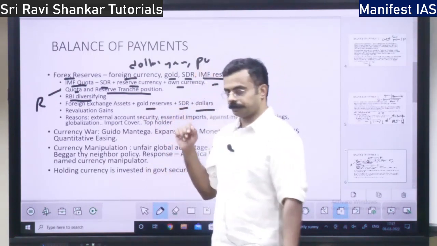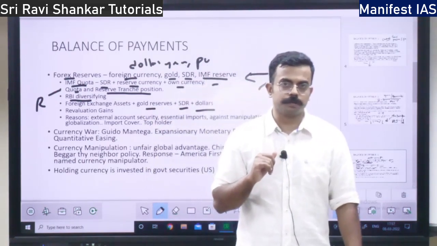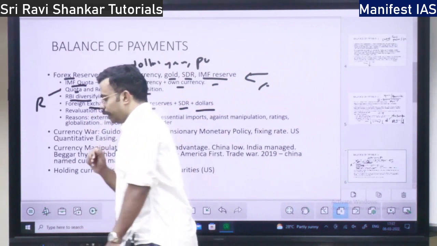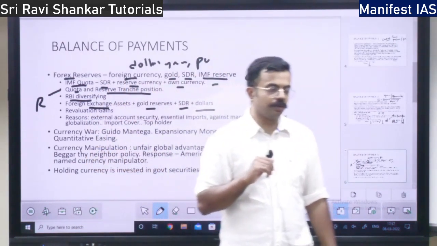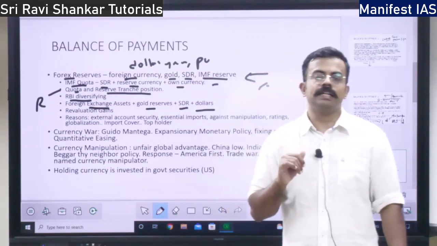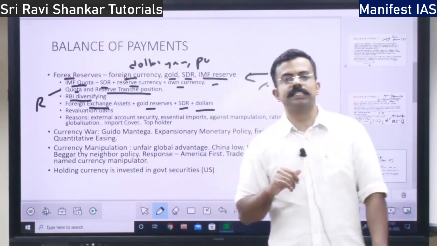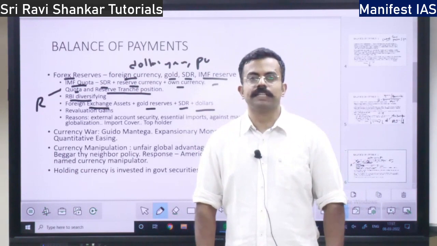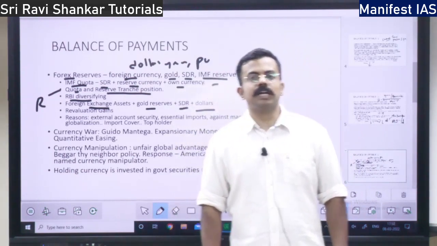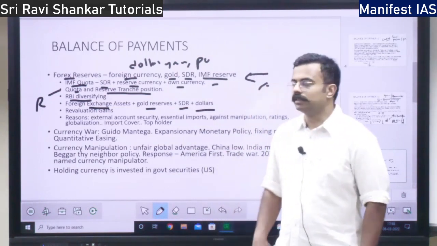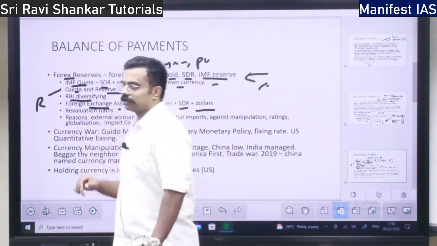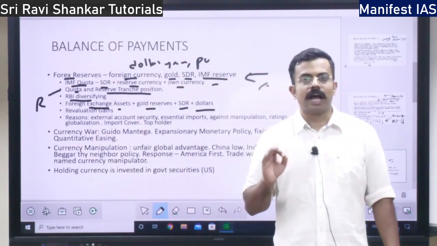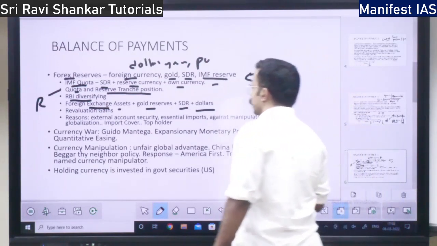India holds gold, this much kg of gold, that also forms the Forex. Apart from that, India holds foreign exchange assets. Foreign exchange assets means India is going to invest some money in foreign bonds, which fetch interest. For example, USA sells the US treasury bonds. Those bonds are bought by the Reserve Bank of India. That is the foreign exchange assets. The bonds which are bought by RBI from foreign central banks are called foreign reserve assets, foreign exchange assets.